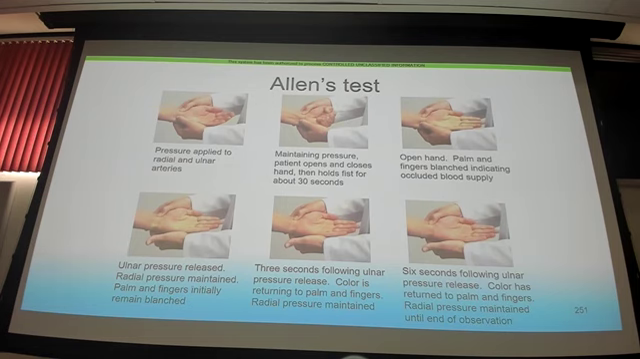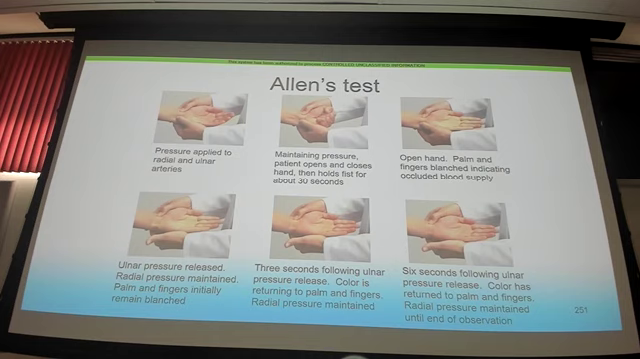It's supposed to be 30 seconds, though mine doesn't take that long. As you see, the hand turns color. Now what you're going to do is release the ulnar artery, and the color should come back fairly quickly. Y'all see it? It comes back fairly quickly. If that's the case, the ulnar artery is patent and you can do a radial arterial stick on that side.